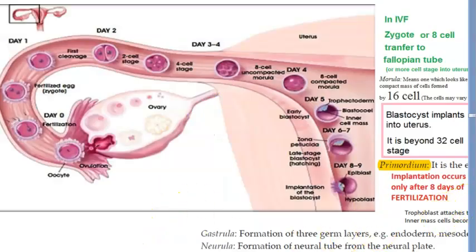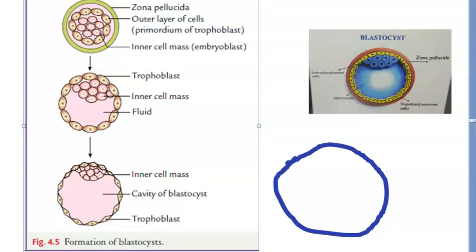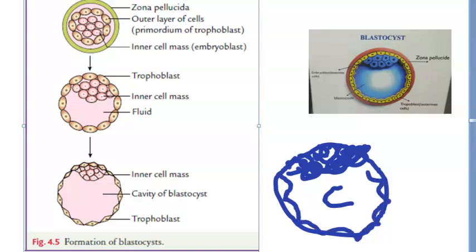We have to draw a diagram. So the diagram you have to draw is so simple. Just draw one circle and put some cells here. This is the inner cell mass. Here you have some cavity of the blastocyst, and here also you draw one line of cells like this. I'm just trying to roughly draw. So this is your blastocyst. The outer one, whatever you're drawing here, is the trophoblast. This one you're calling as inner cell mass, and in the middle some cavity.